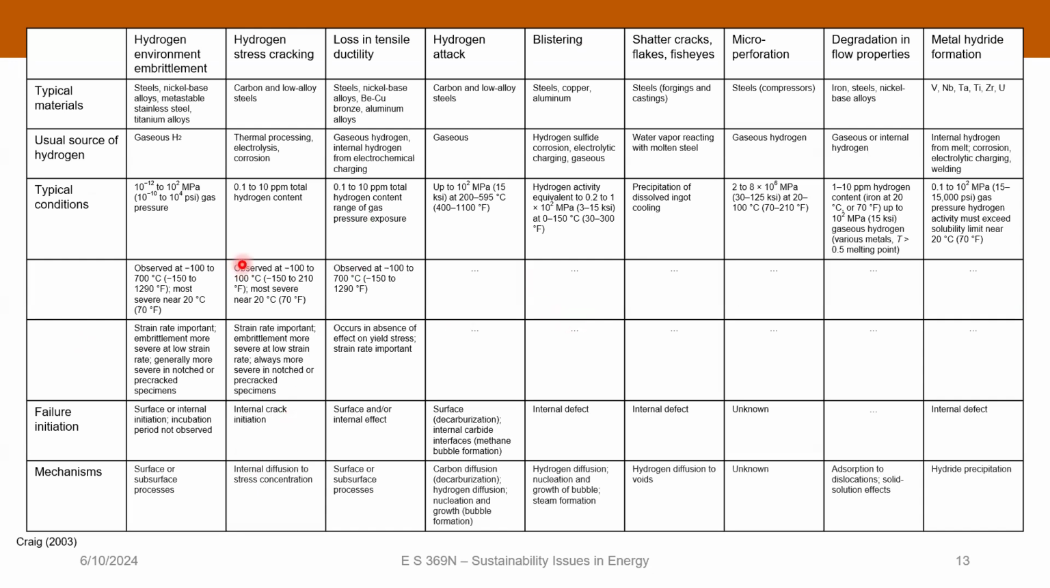Hydrogen is a very reactive molecule, and particularly it likes to do bad things to steel. This is a busy table, but the important thing is the different types of hydrogen damage: embrittlement, stress cracking, loss of ductility, blistering, shattering, flaking, microperforation, and even metal hydride formation. These different issues with steel arise under different conditions, different pressures, different partial pressures of hydrogen, and they all work in different ways too.